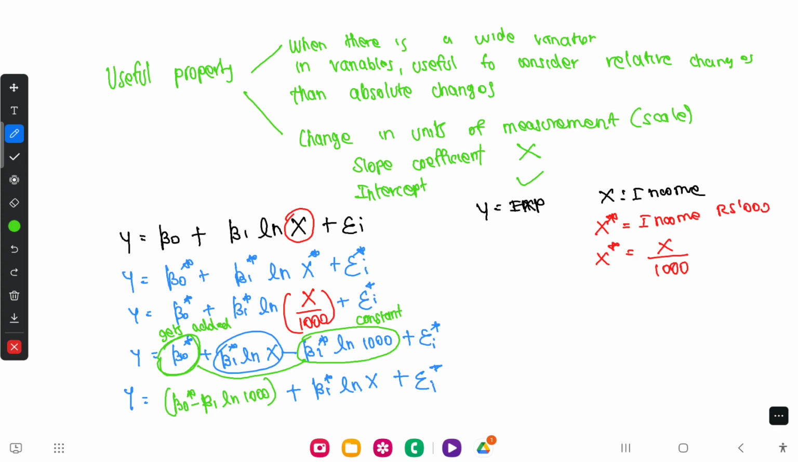Okay, so where do we apply this? The real-world application: the log-linear and linear-log models, we use in growth rates. We have to focus on this log model. That is where we talk about elasticities. The application of the log-log model regression is the Cobb-Douglas function.